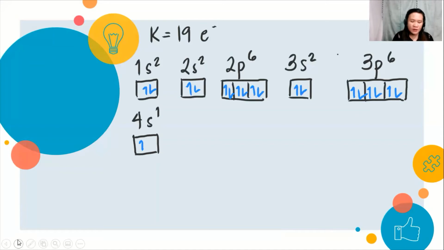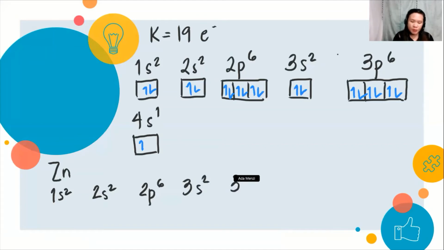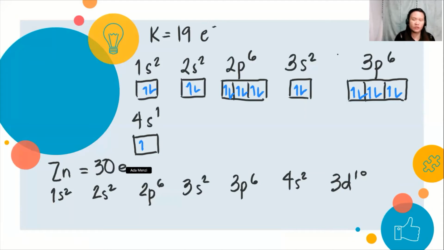Lastly, let's try zinc. Okay, so what will be the orbital diagram for zinc? For zinc, the electron configuration will be 1s2, 2s2, 2p6, 3s2, 3p6, 4s2, and then 3d10. Okay, so that will be the electron configuration for zinc because it actually has 30 electrons.